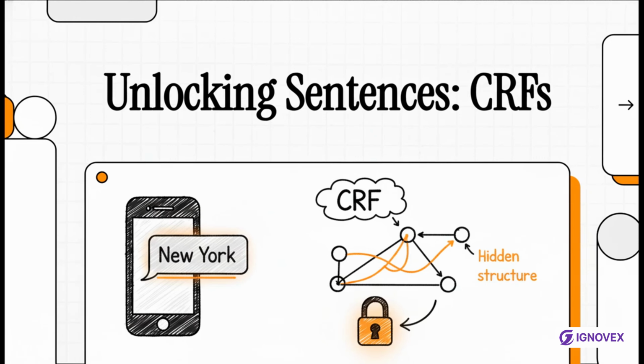Ever wonder how your phone just knows that New York is one single place, not just two random words? Well, the secret sauce, or at least a big part of it, is a really cool tool called Conditional Random Fields, or CRFs for short. They're basically what help computers see the hidden grammar and structure in our language. So yeah, let's dive in and see how it all works.